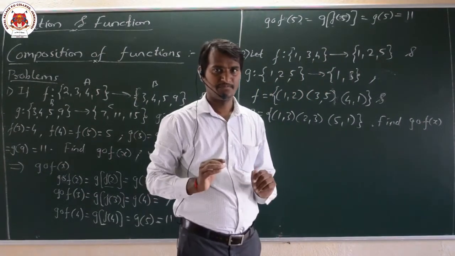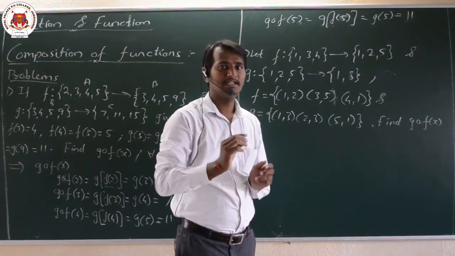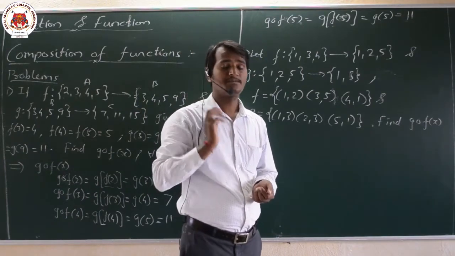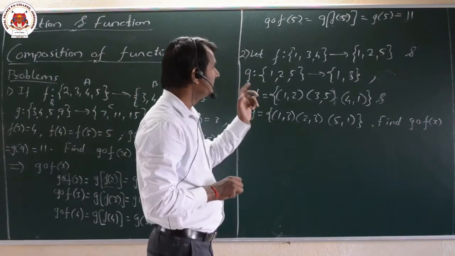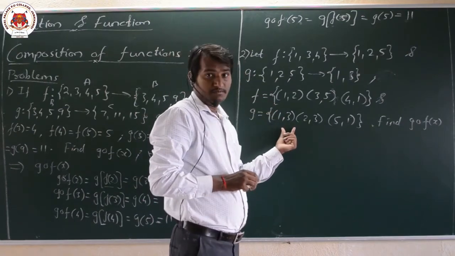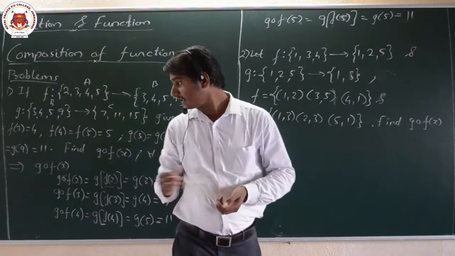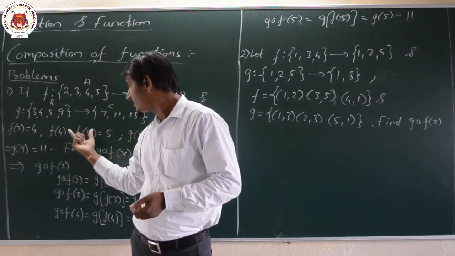Very, very simple. Now in the same manner, we shall move on to the second problem. What is there in the second problem? Let us observe. Here it is given in roster form. Here he has given directly phi equal to f(x). He has given it directly here.